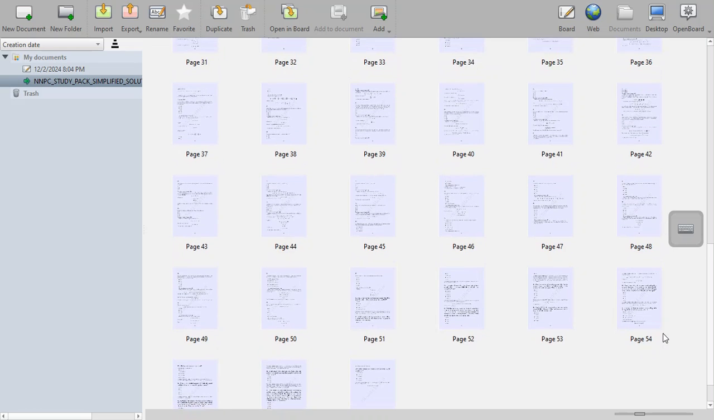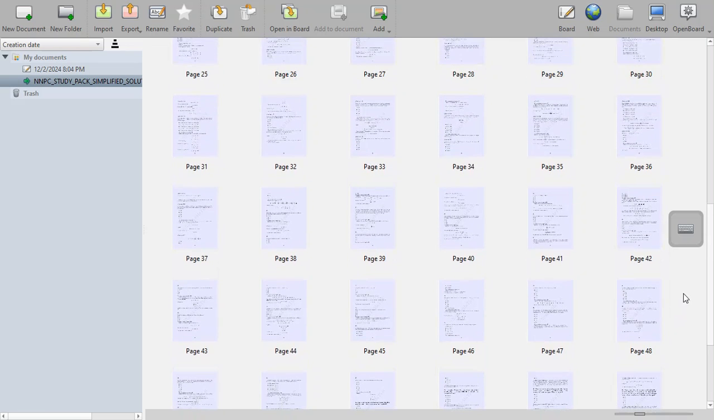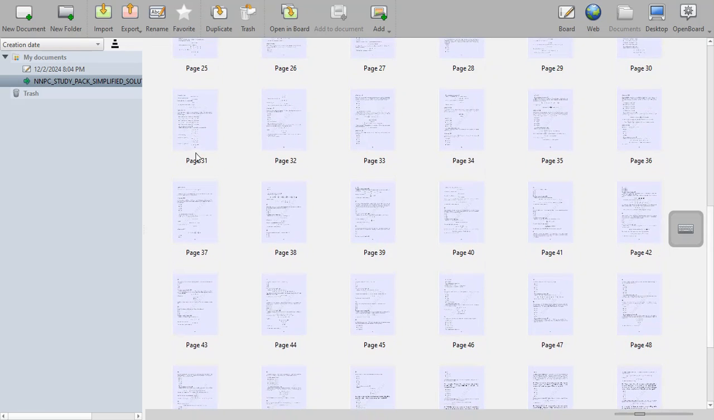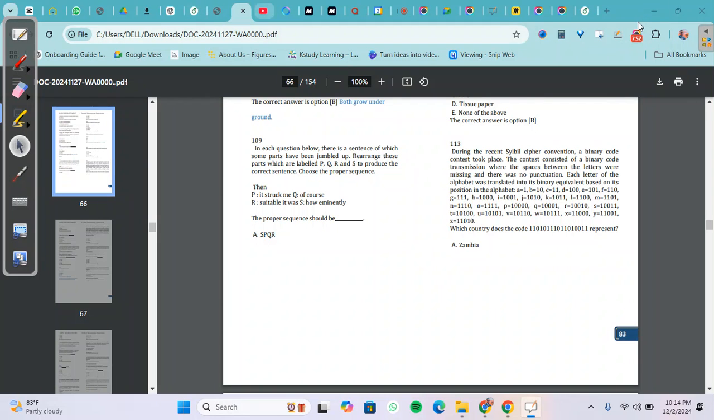Abstract reasoning, right? Okay, it's not here. I don't have the study pack here. This one is the solution. Let's just use this one like that.